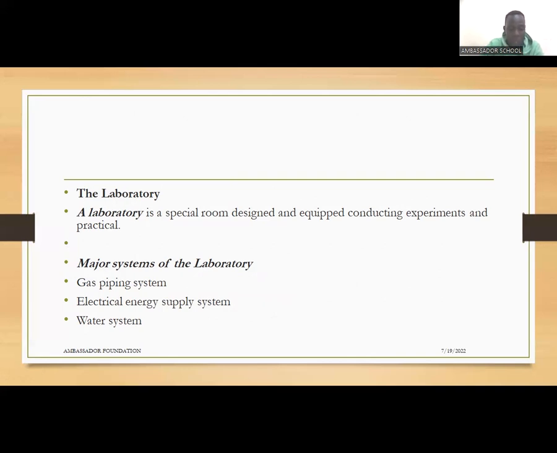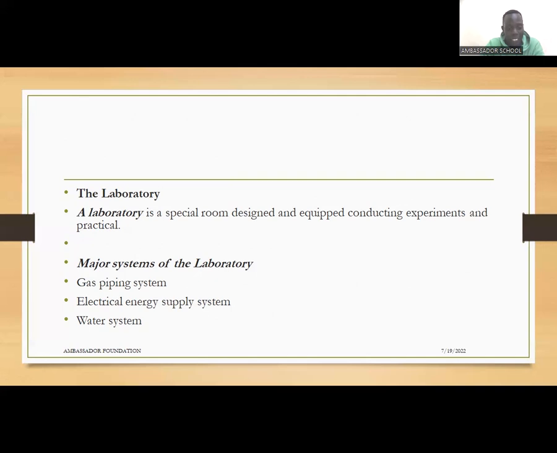Any science subject, biology, chemistry, and physics, has a laboratory where practical lessons take place. So what is a laboratory? It's a special room designed and equipped for conducting experiments such as physics practicals. In the physics laboratory, you will interact with three major systems. The first one is the gas piping system, where we obtain the laboratory gas, as we require some heating.